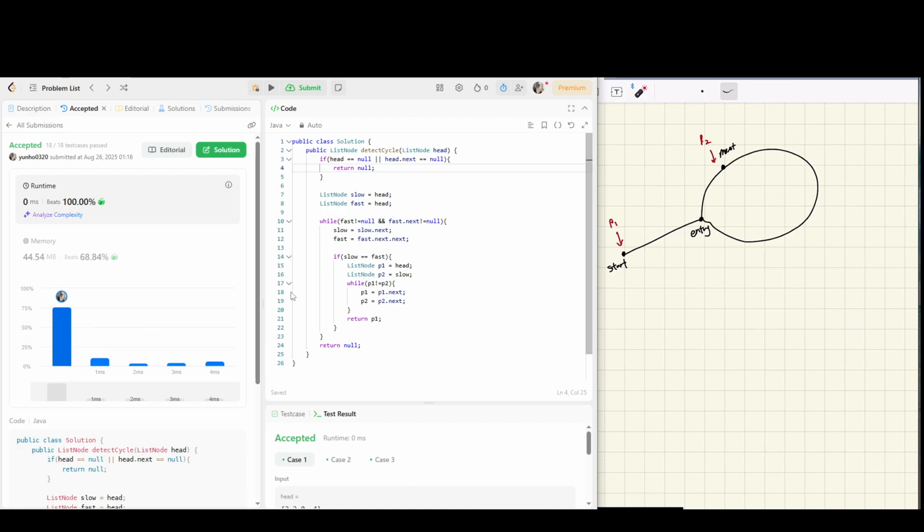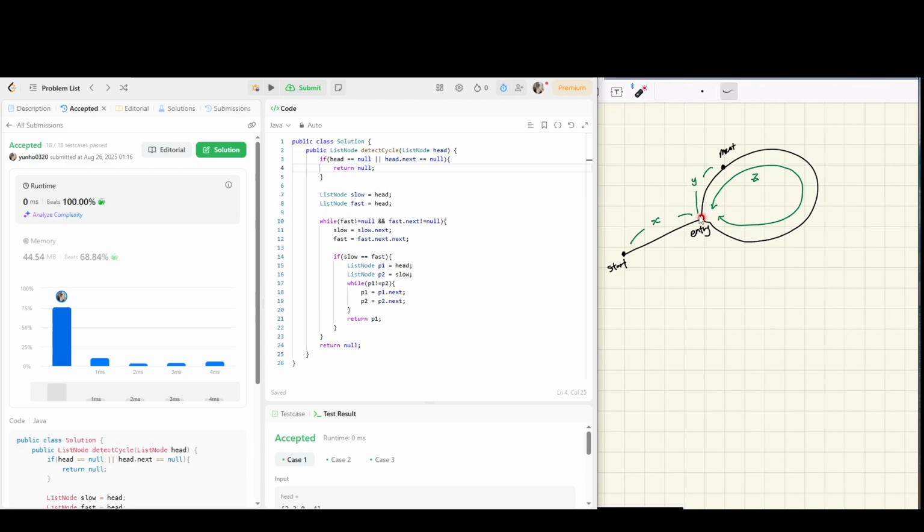So it's time to prove how we know when p1 starts and p2 starts at each point, and when they meet, it's the entry point. I think it's fairly mathematical. We'll see. Suppose the distance from start to entry is x, the distance from entry to where they met is y, and the length of the full cycle is z.